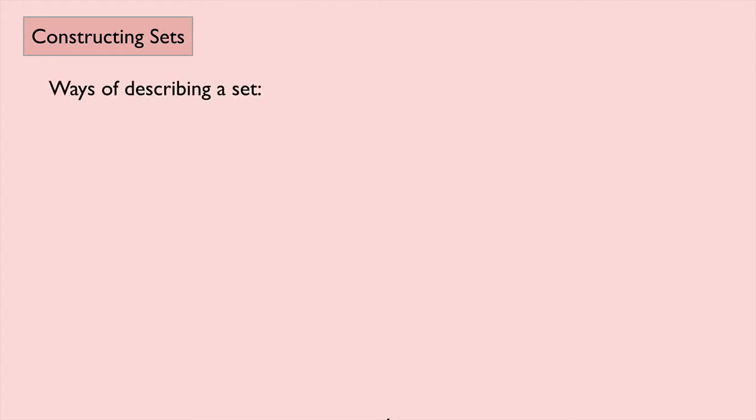Okay, how do you describe a set? Well, there's 4 different ways to describe a set. First, you can just list the elements, like we did with the set A. That'd be 1, 2, 3, and 4.